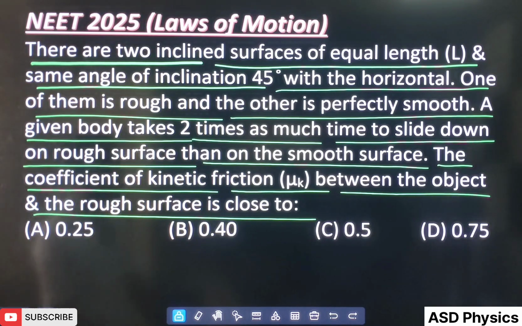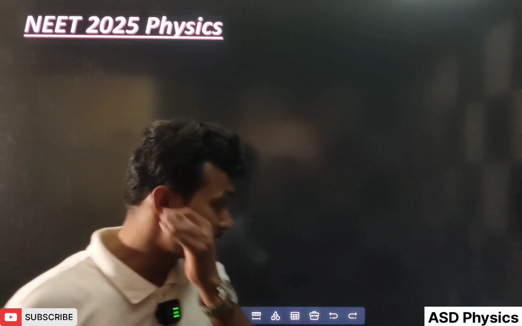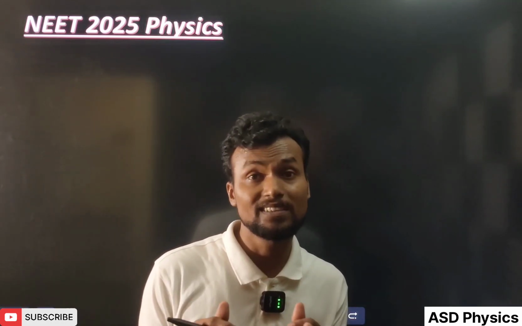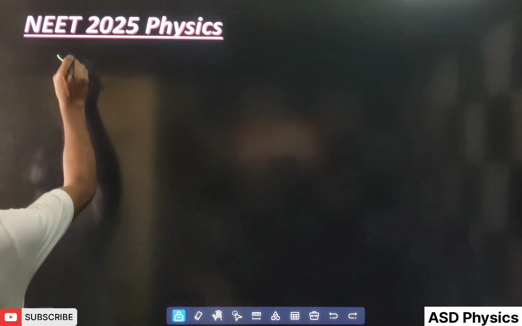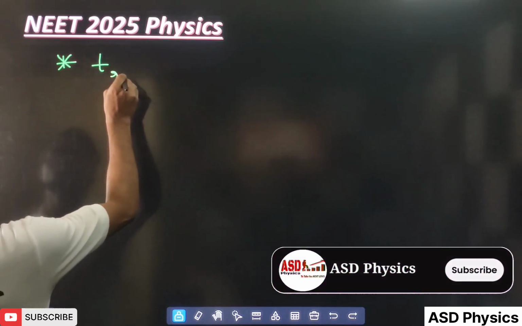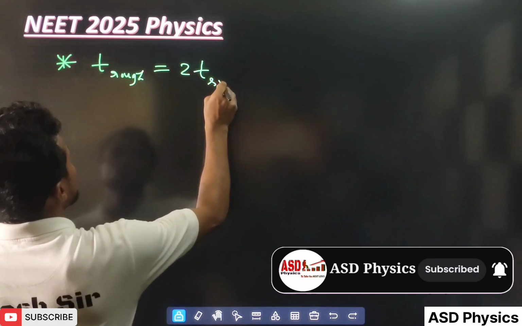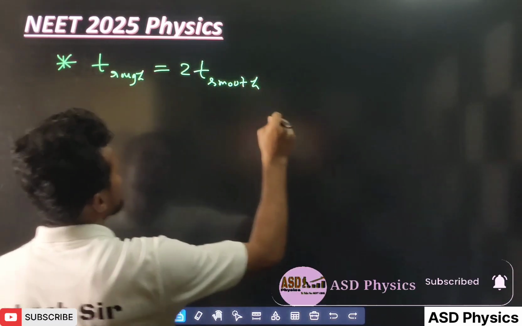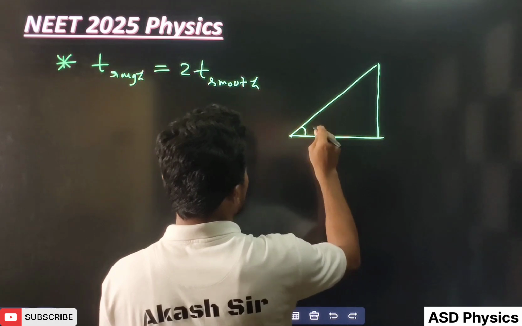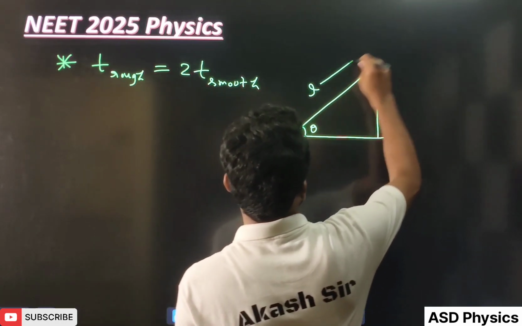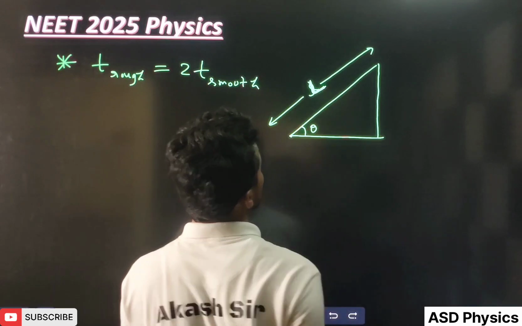Remember that on the smooth surface, the downward acceleration will be g sin theta, and on the rough surface it will be g sin theta minus mu k g cos theta. These basics are needed. So what have they given here? T rough is 2 times T smooth. This kind of surface I can draw here, an inclination with angle theta, and let's take the length as capital L.